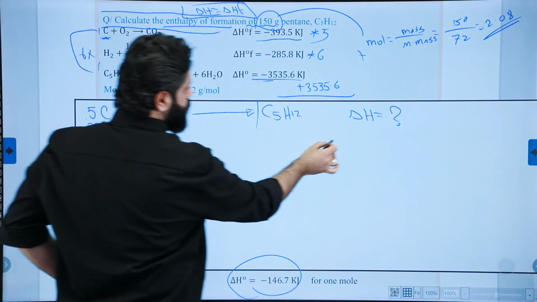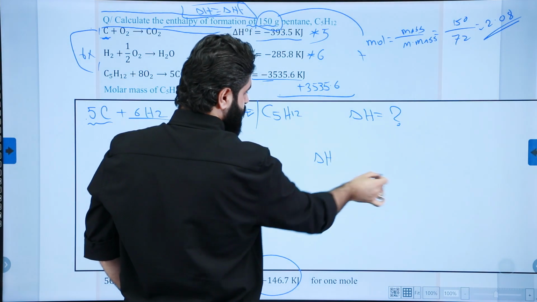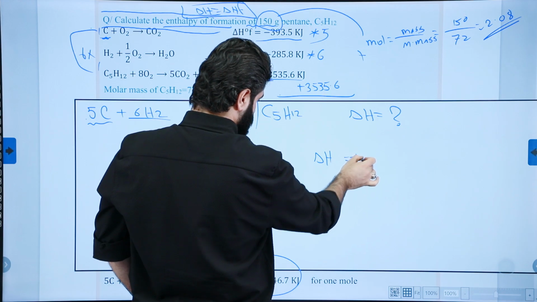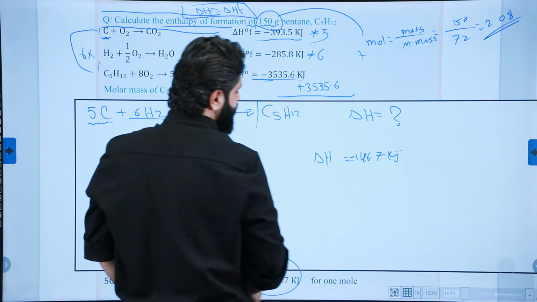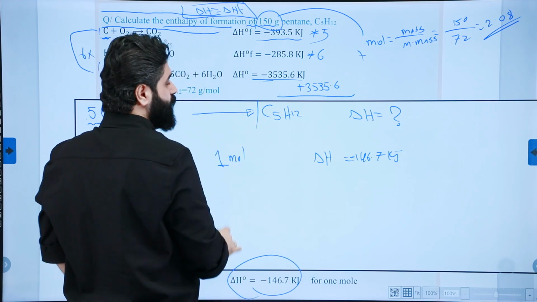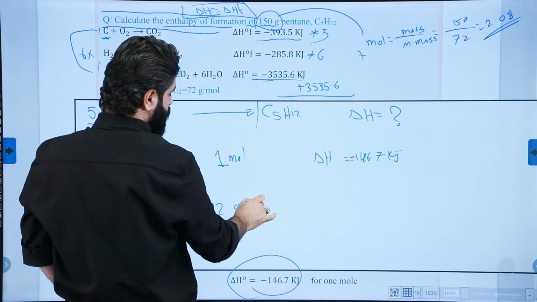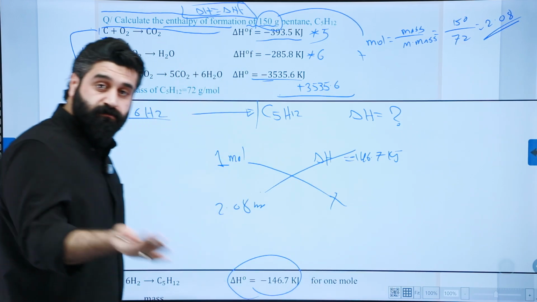So delta H equals negative 146.7 kilojoules. This is for how many moles? This is for 1 mole, right? For 1 mole. How about for 2.08 moles? Just put X here. Cross products. Done.